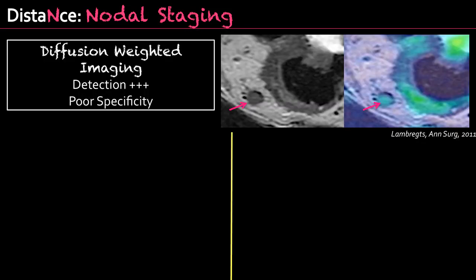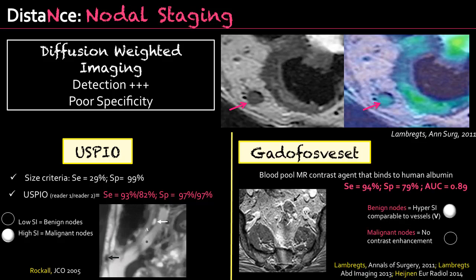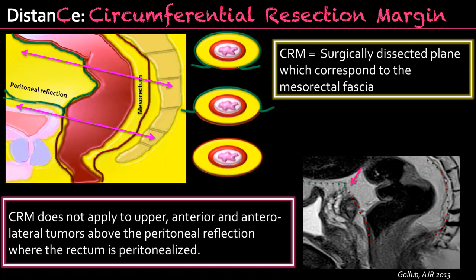What about diffusion-weighted imaging and nodes? It's perfect for detection. You will have a roadmap of all the nodes, but it has really, really poor specificity. Some tremendous work has been done with USPIO and gadofosveset. They have both shown an improvement of specificity; however, they are no longer available, and maybe with the coming of PET MRI, we may change this nodal staging.